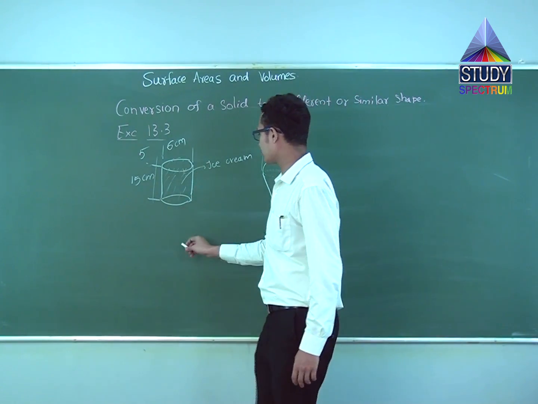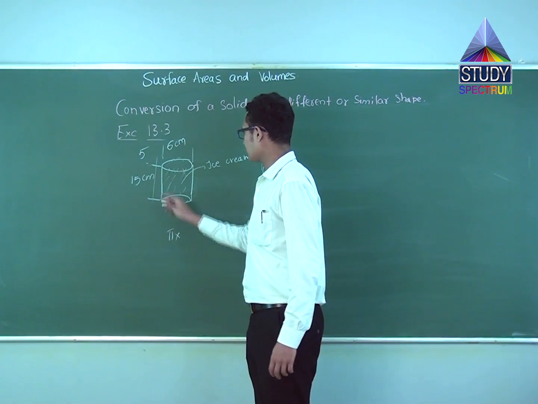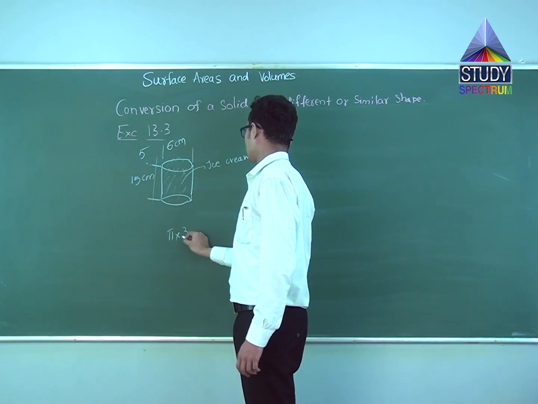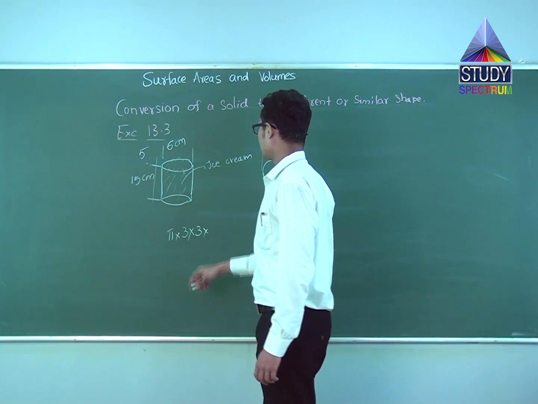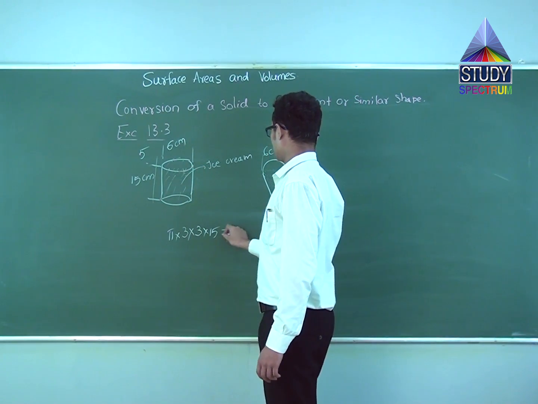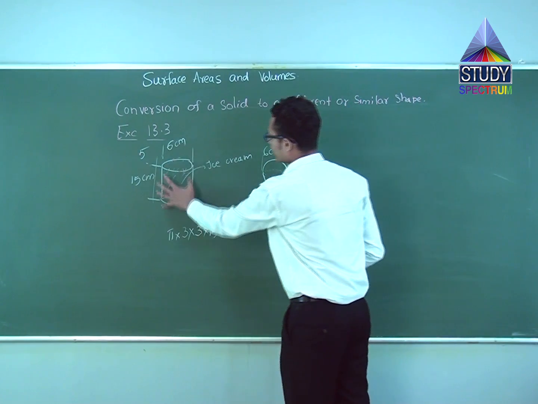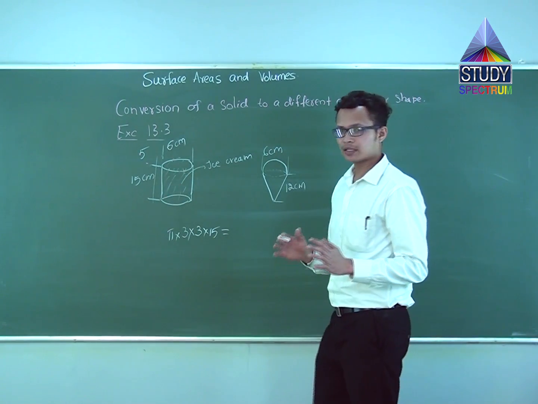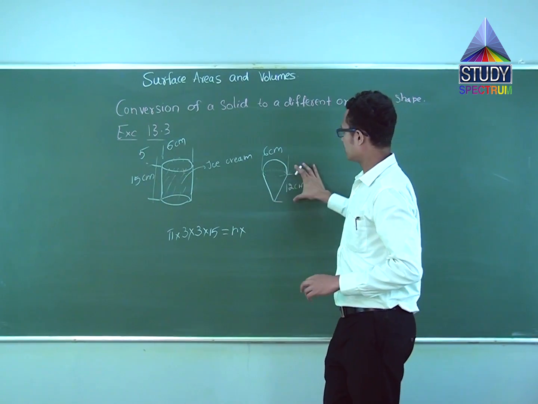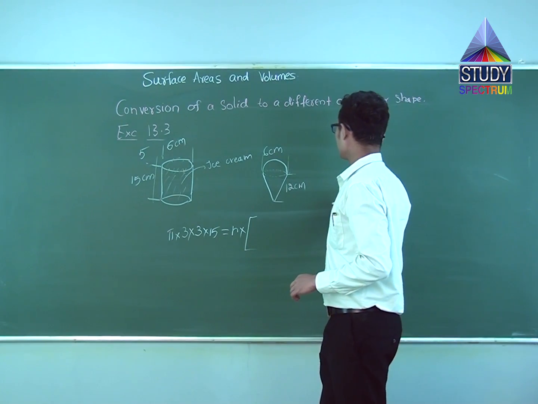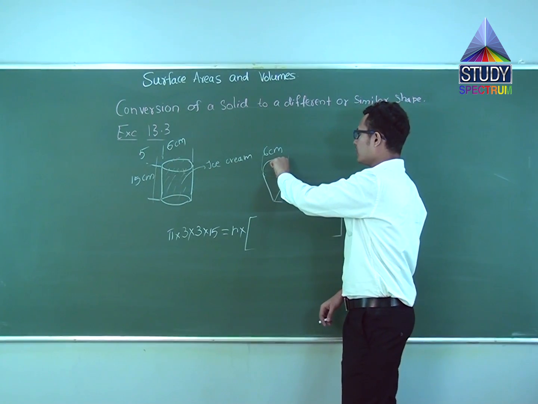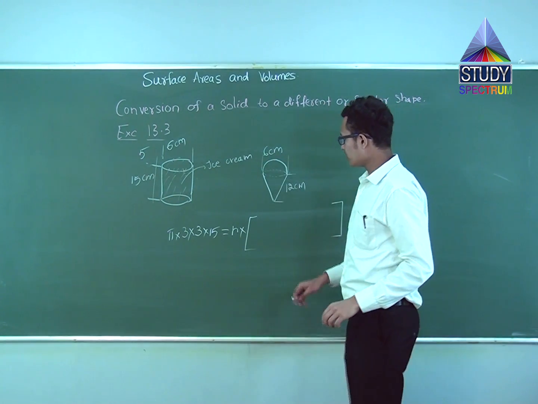Now, volume of the cylinder is equal to pi r square into h. R is half the diameter, 6 by 2 is 3. R square into height of the cylinder is 15. This is equal to the entire volume, which will be equal to n number of ice creams, n multiplied by the volume of the individual ice cream. Volume of the individual ice cream is given by volume of the cone plus volume of the hemisphere.